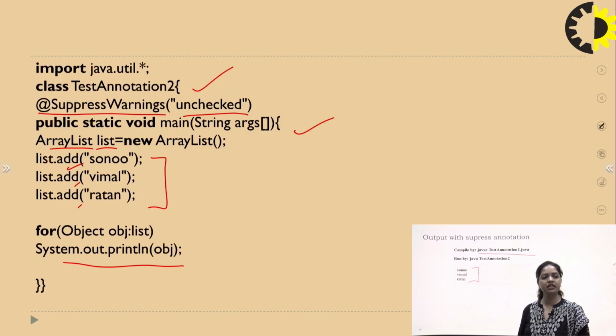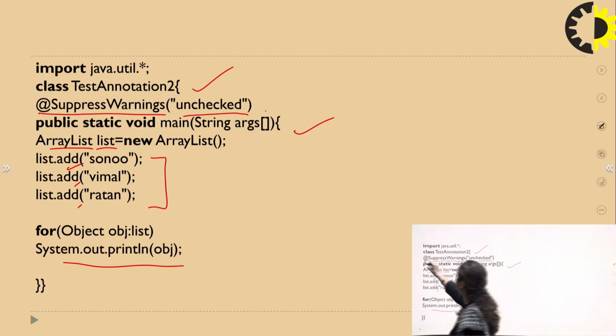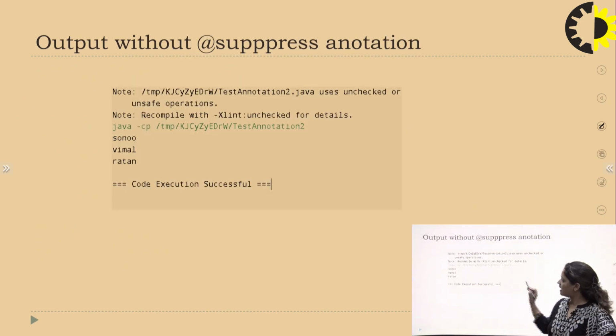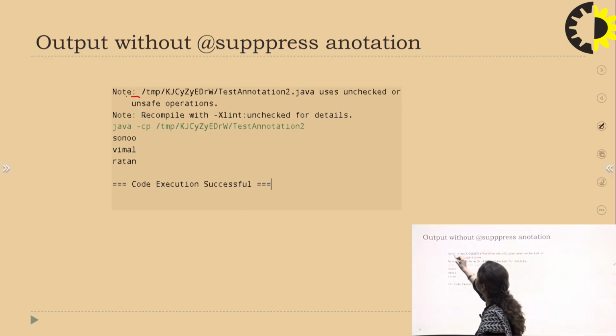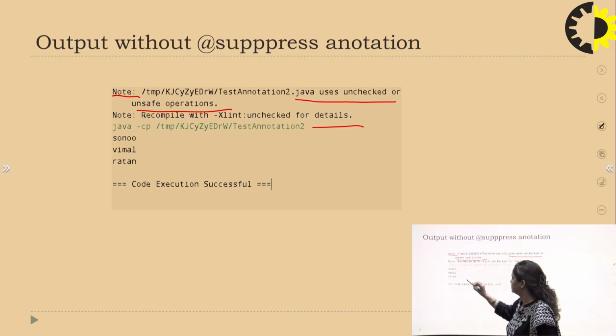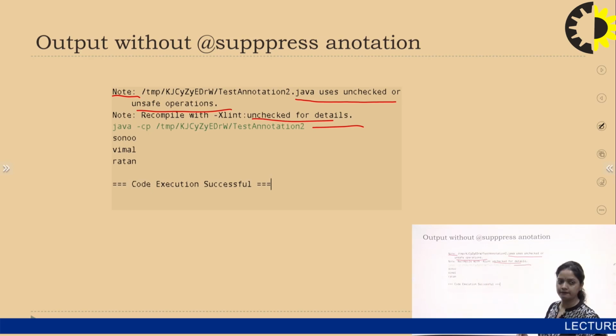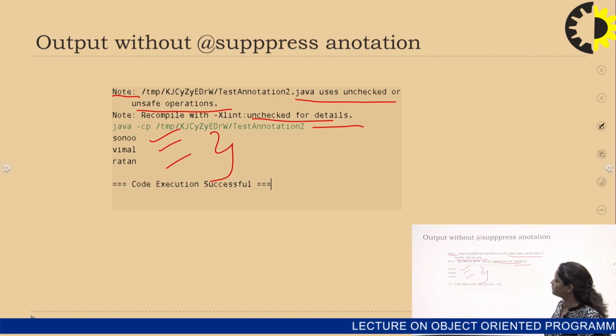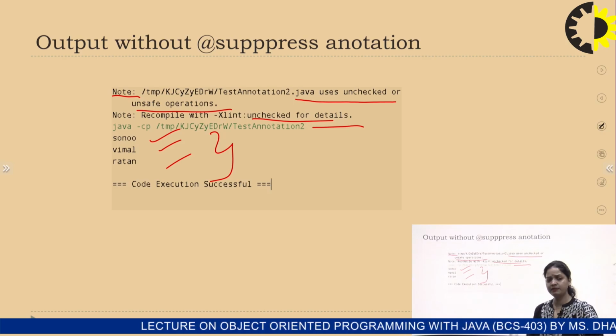But what will happen if I remove this and make it a comment? What will happen in that case? So as we can see in this output difference, there will be a warning issued by the compiler. What is this warning? That Java uses unchecked or unsafe operation. We are compiling this file with the unchecked details, and the output is Sonu, Vimal and Ratan. Still we are getting the output, but with two notes, with two warnings.